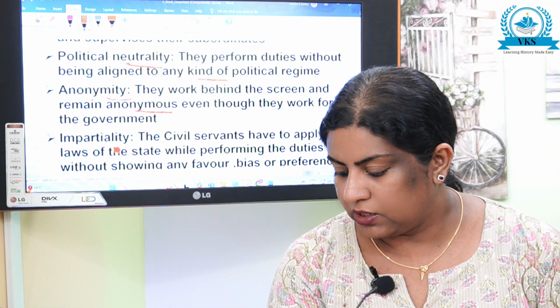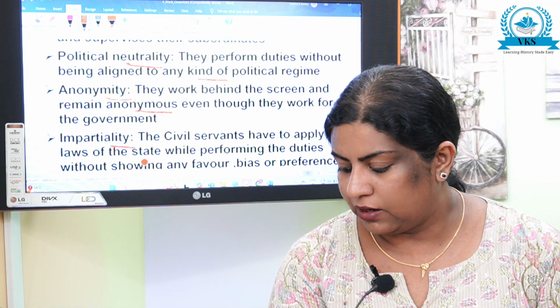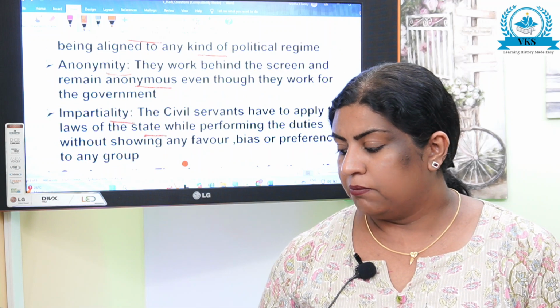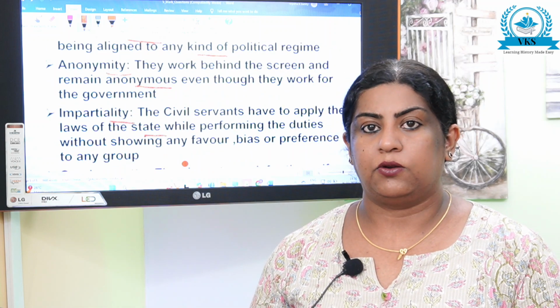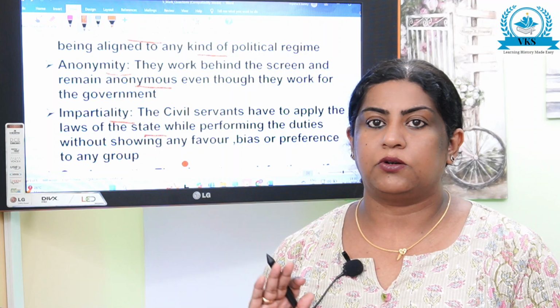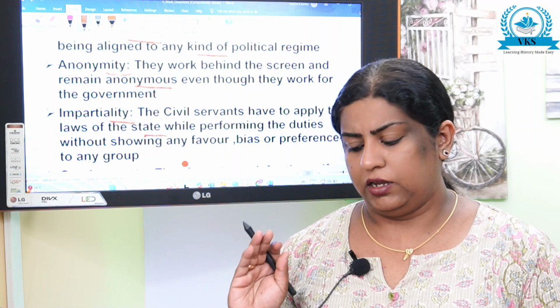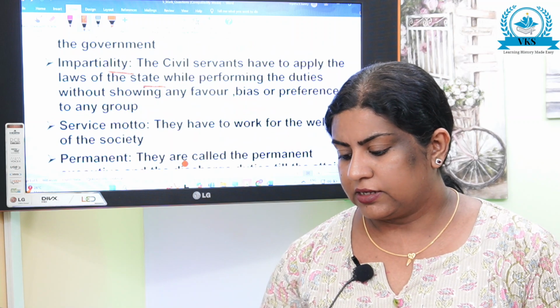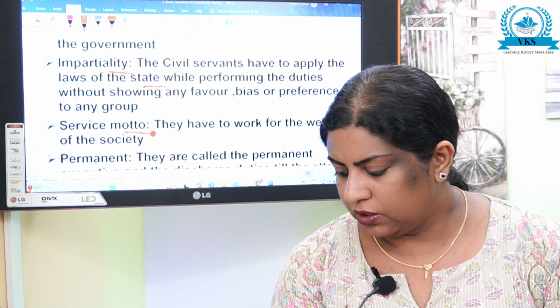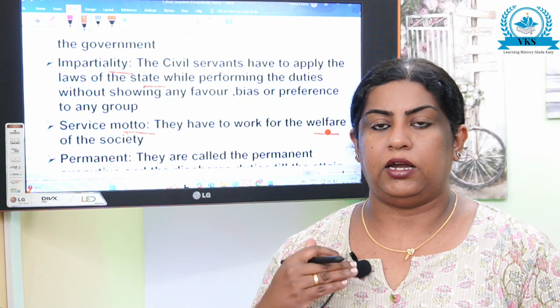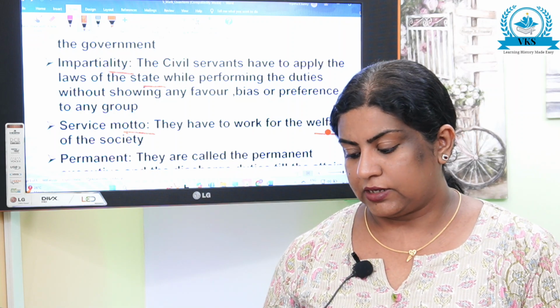Next is impartiality. Civil servants have to apply the laws of the state while performing the duty without showing any favor, bias or preference to any group. They should be impartial. Next one, service motto. Service is their motto. They have to work for the welfare of the society.